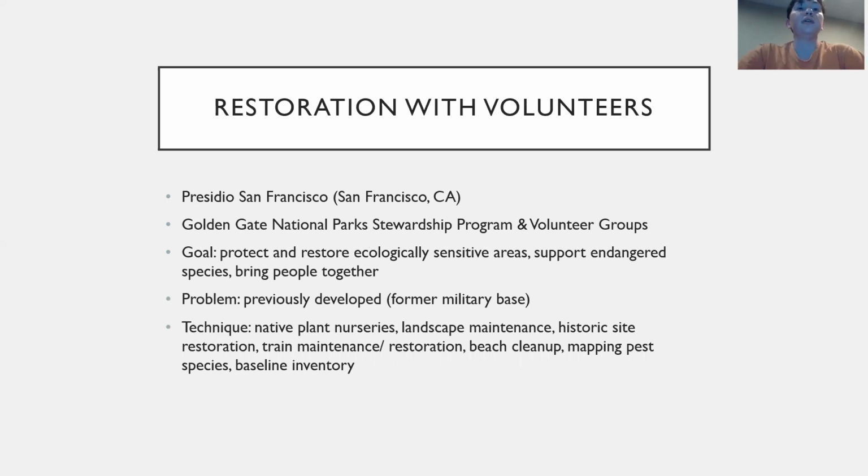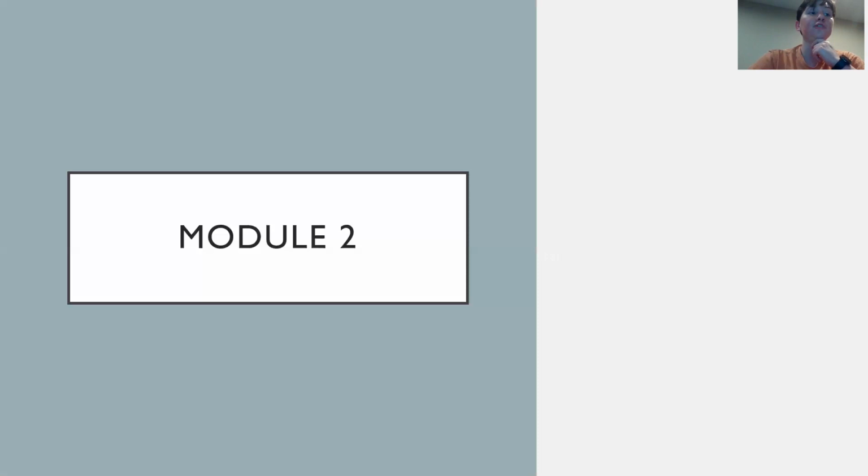Restoration with volunteers is Presidio in San Francisco. It was done in conjunction with Golden Gate National Park Stewardship Program and volunteer groups. The goal is to protect and restore ecologically sensitive areas, support endangered species, and bring people together. This area was previously developed as it was a former military base, and they did this through native plant nurseries, landscape maintenance, historic site restoration, terrain maintenance / restoration, beach cleanup, mapping pest species, and creating a baseline inventory of the species there. On to Module 2.